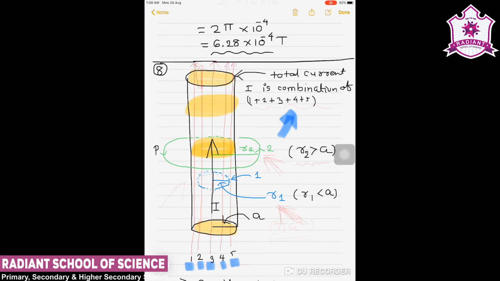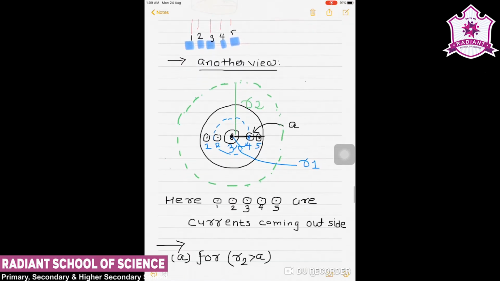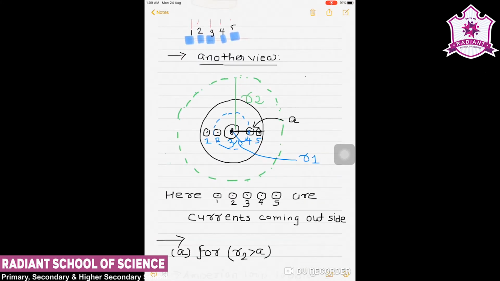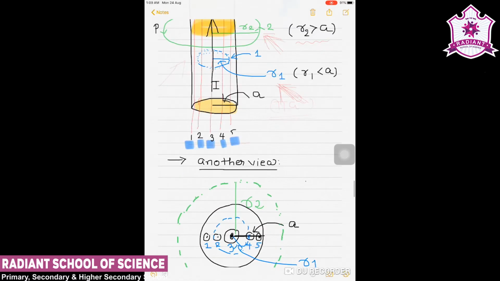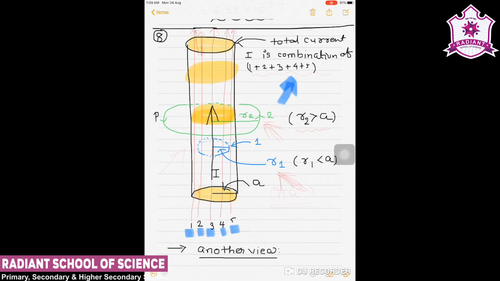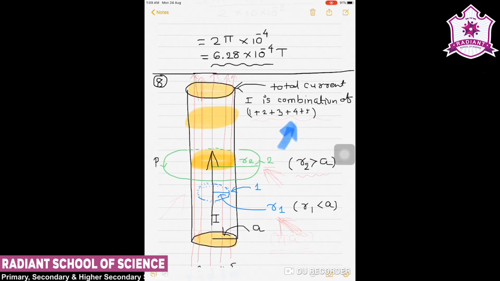Now we will find the magnetic field by applying Ampere's circuital law. So how do we apply Ampere's circuital law? For that we will move towards figure 2. This figure is another view of the same question. Here we can see that the current is coming from bottom to top, so the current is going in the upward direction.